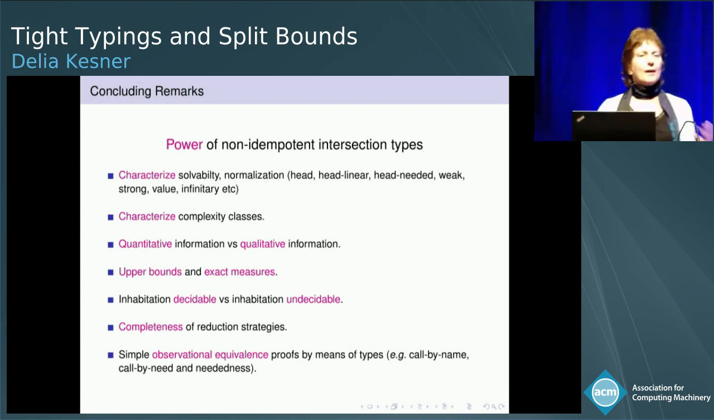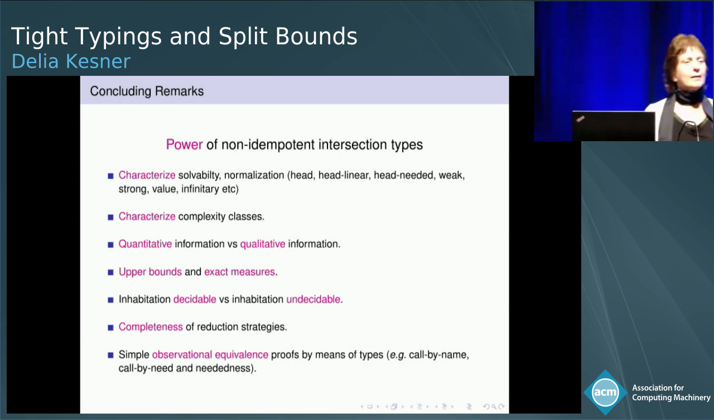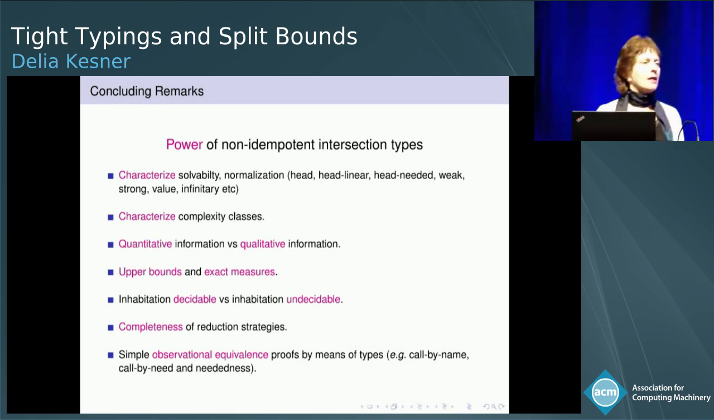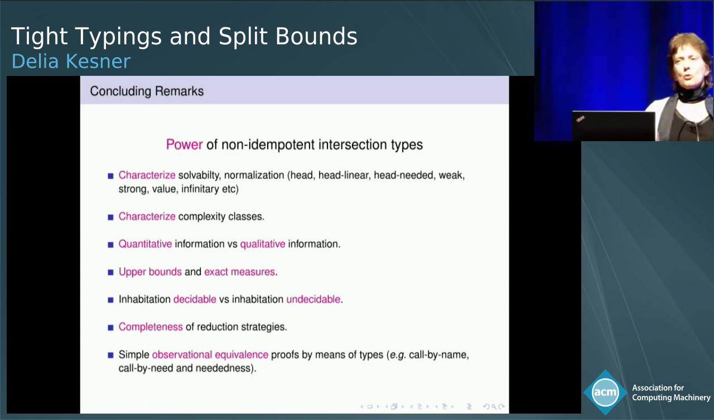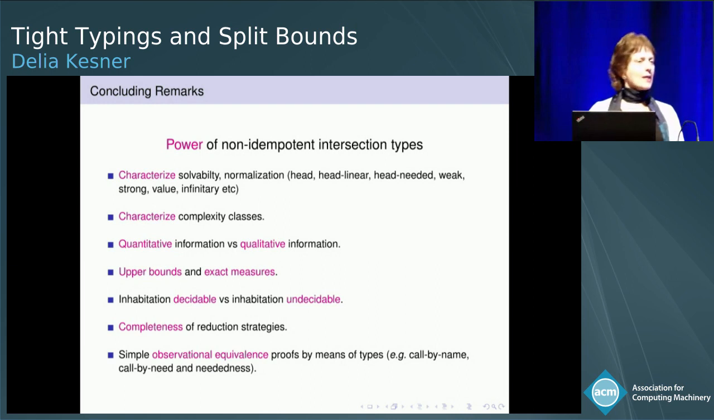Typically, you know that call by name and call by need are equivalent, but the proof is quite involved because you need to use a heavy theory of rewriting. But if you use intersection types, you can prove in a very, very simple way that call by need and call by name are equivalent. So this is the kind of thing that you can do.